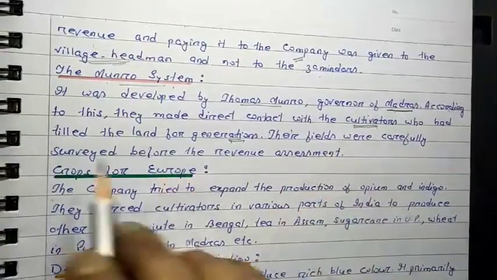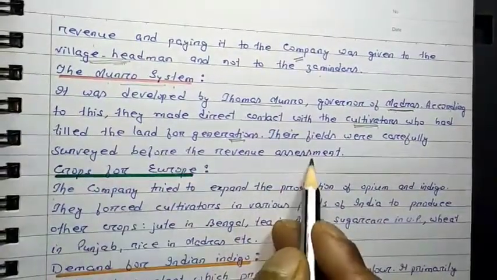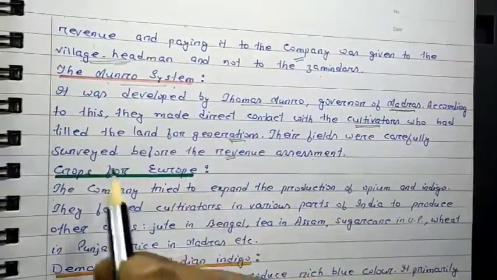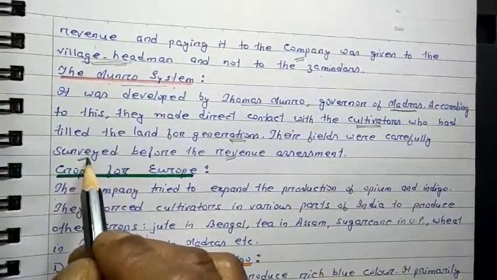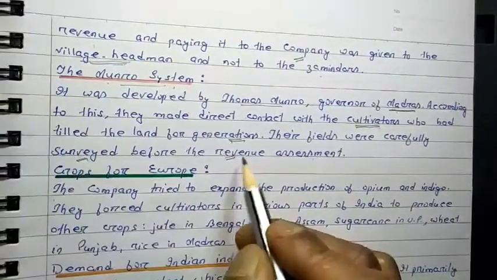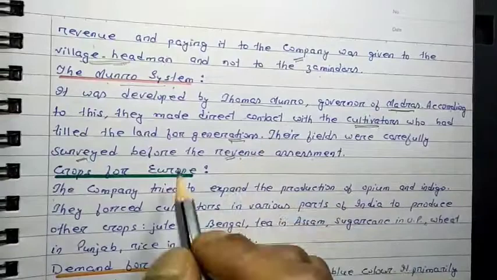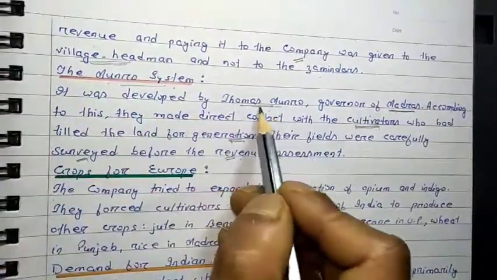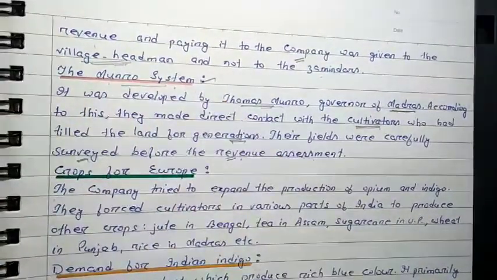Their fields were carefully surveyed before the revenue assessment. Before the revenue was fixed, the land was properly surveyed. The quality of the land was judged properly before fixing the revenue. This system was devised by Thomas Munro and was known as the Munro system.